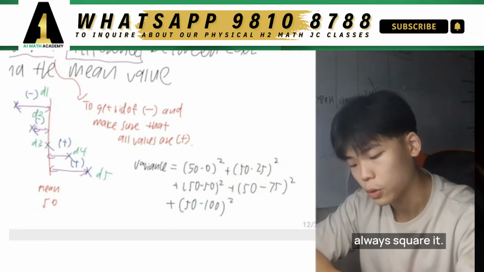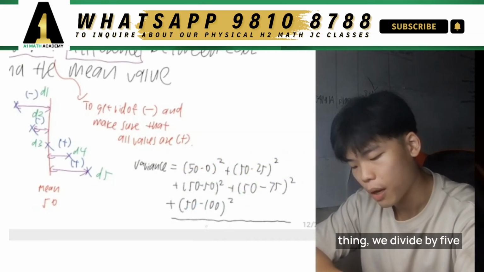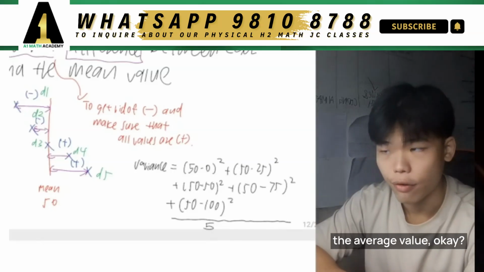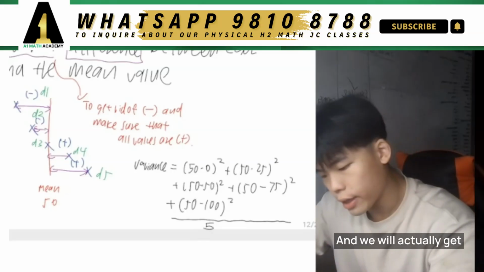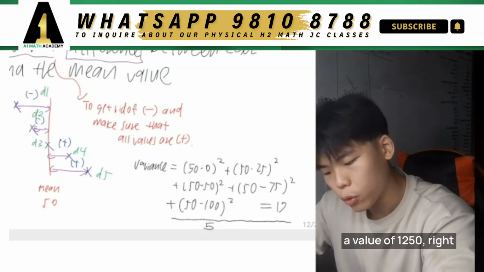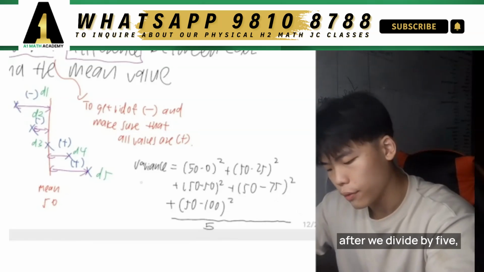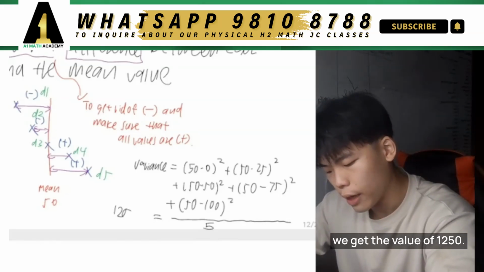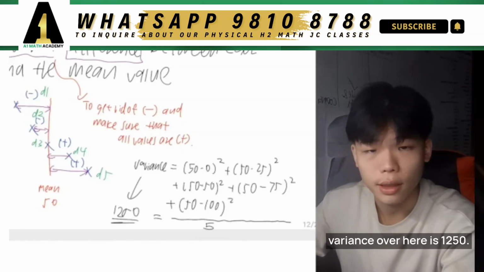So we have to always square it. And then this whole thing, we divide by 5 because we want to find the average value, okay? After we divide by 5, we get a value of 1250. So you can see that the variance over here is 1250.